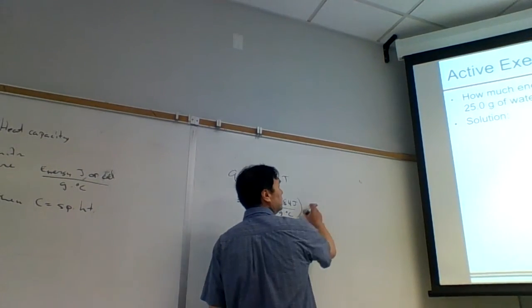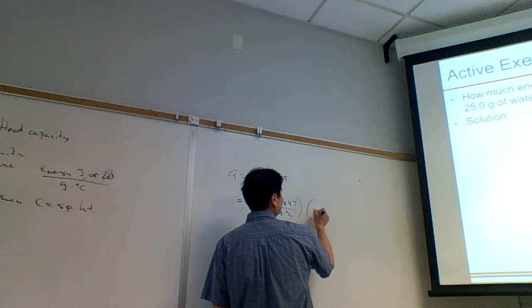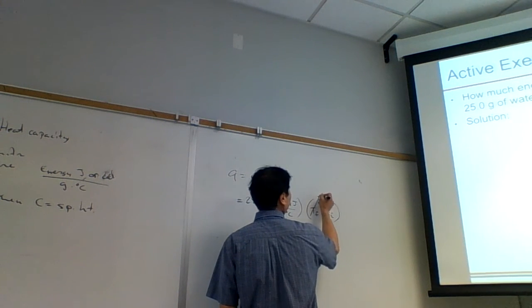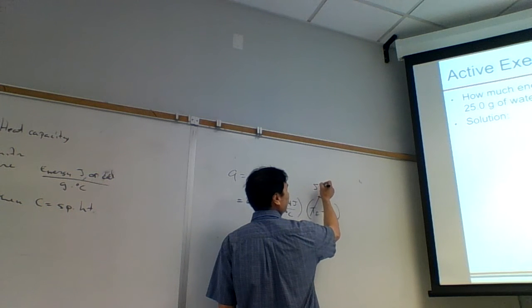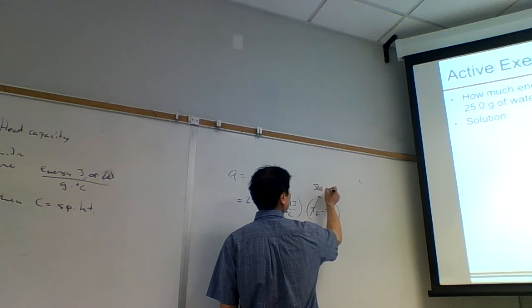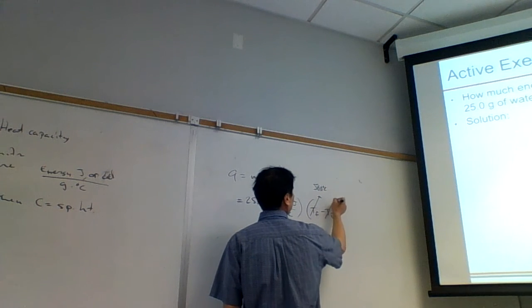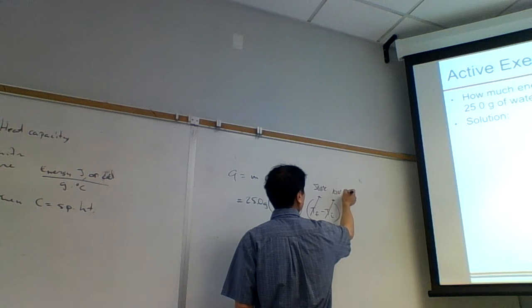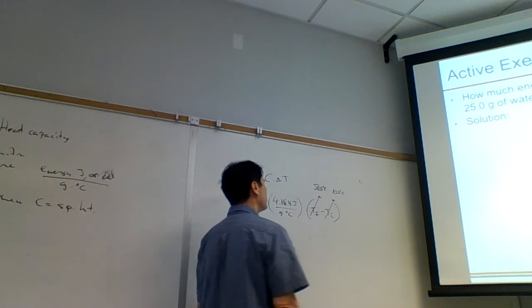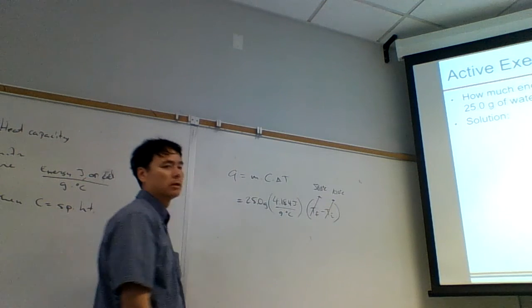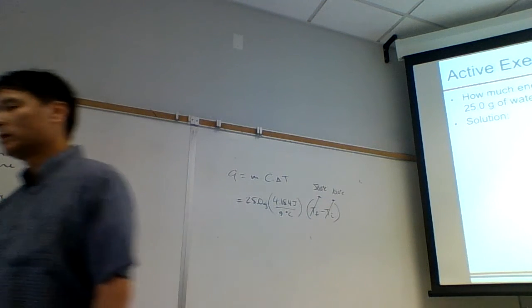And so the delta T, what is delta T? Delta T is T final minus T initial. Well, T final is 50 degrees C. T initial is 10 degrees C. So the total temperature change is plus 40 degrees C. So we got to heat it up by 40 degrees.